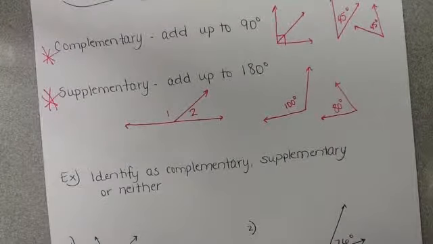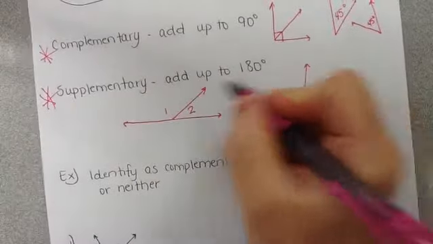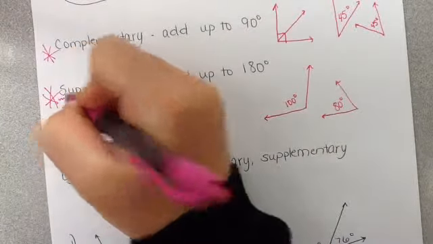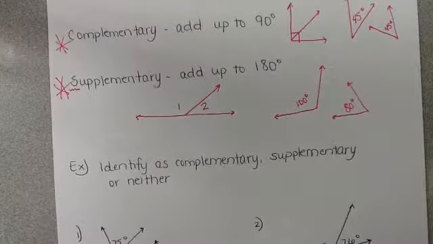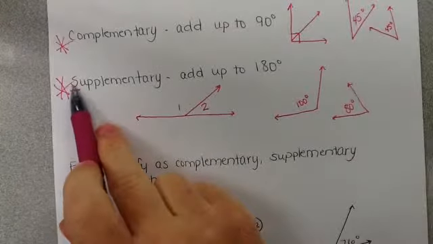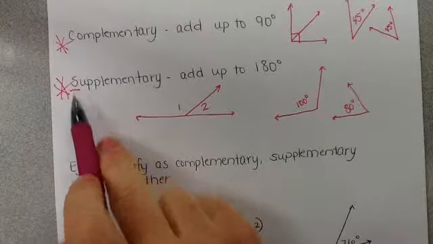So complementary is 90. Supplementary is 180. And if you need help remembering, supplementary begins with an S. S for straight line, 180. Supplementary, straight line, 180.